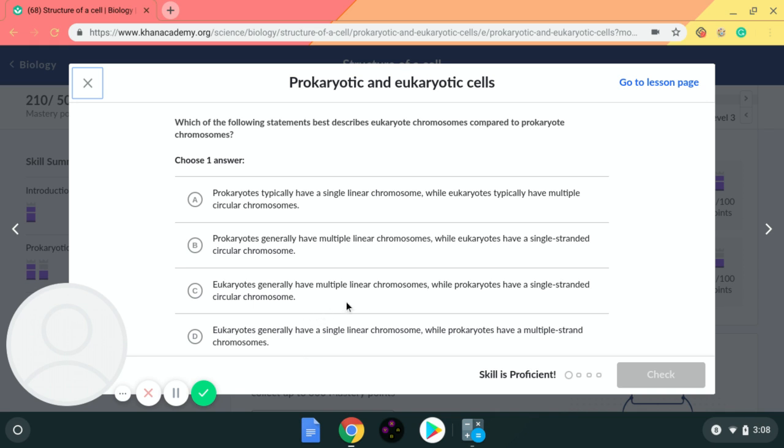Eukaryotes generally have multiple linear chromosomes. Prokaryotes, oh, my bad, prokaryotes have multiple linear chromosomes. Well, this is automatically wrong. Eukaryotes have strands, not circles. Eukaryotes generally have multiple linear chromosomes, while prokaryotes have a single-stranded circular chromosome, and eukaryotes generally have a single linear chromosome, while prokaryotes have multiple strand chromosomes. And thus, the only answer that makes sense at this point would be C.